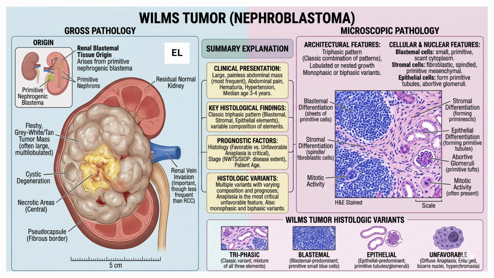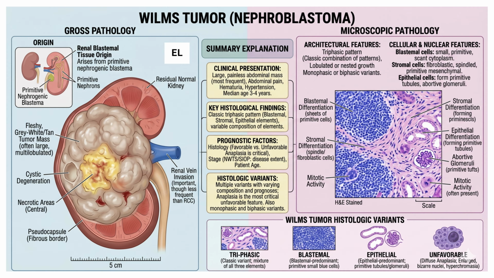the predominant element. The first component is the blastemal component, which consists of small primitive blue cells with scant cytoplasm and hyperchromatic nuclei. These cells resemble embryonic renal precursor cells and are usually densely packed in sheets or nests. Blastemal cells are highly proliferative and often show increased mitotic activity, indicating active tumor growth. In histology slides stained with hematoxylin and eosin, these cells appear dark blue because of their high nuclear content.